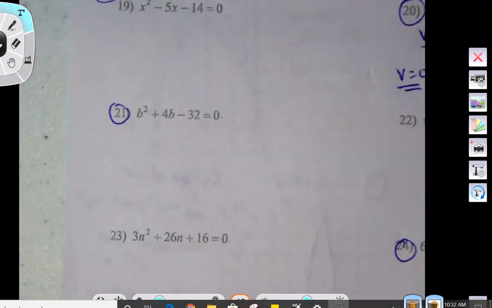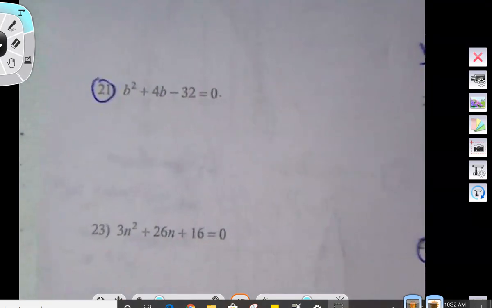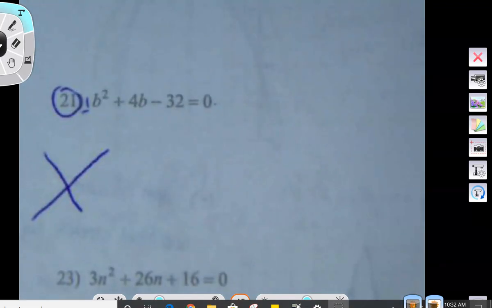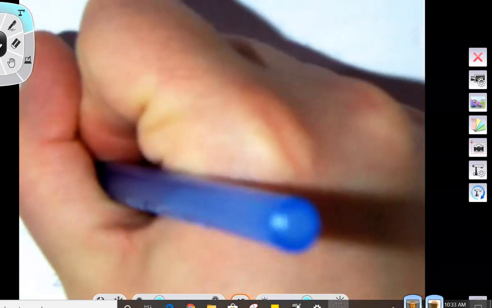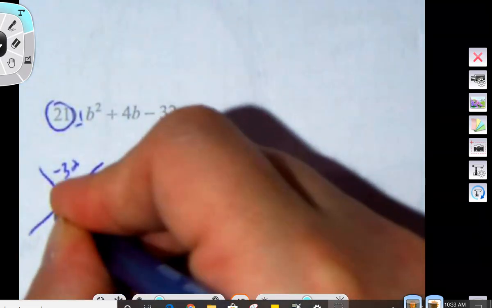So then 21 is equal to 0, so I'm good. I don't have a greatest common factor in all of those things, so we just have to factor. So we can use our diamond. My a value is just 1, so I don't have to make a box. But a times c is negative 32, so I need things that multiply to negative 32, and then I need things that are going to add to a 4.